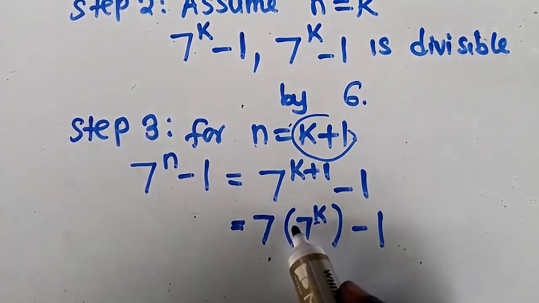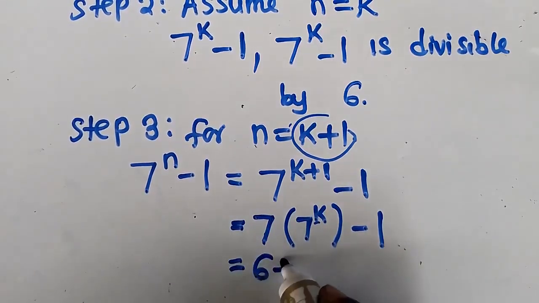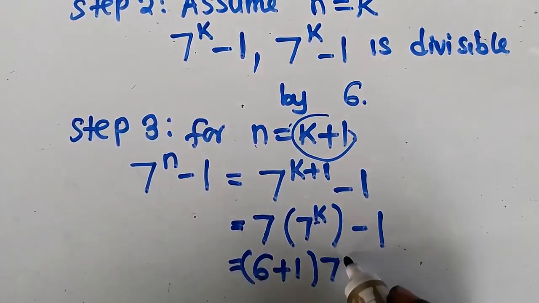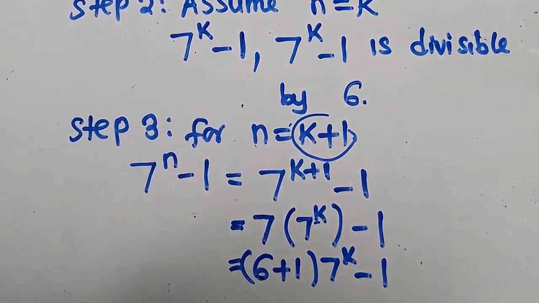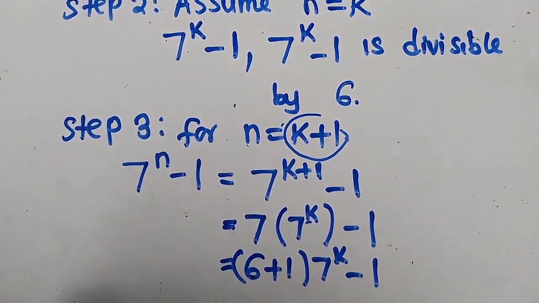So this 7 can also be written as 6 plus 1. Have you seen? Then we've got a 7 there, power k, then minus 1. This is what I've come up with.